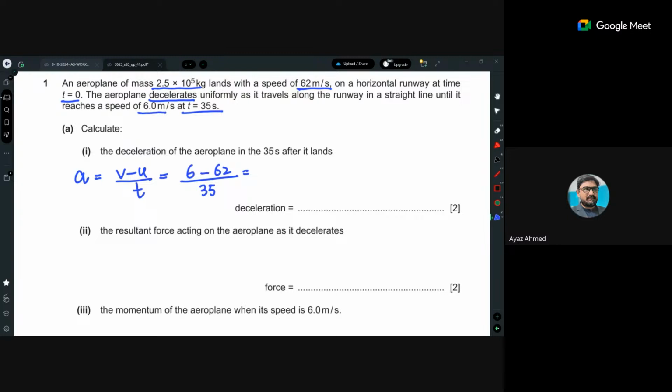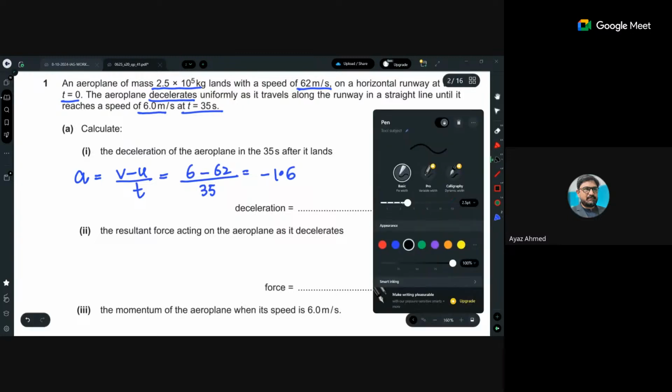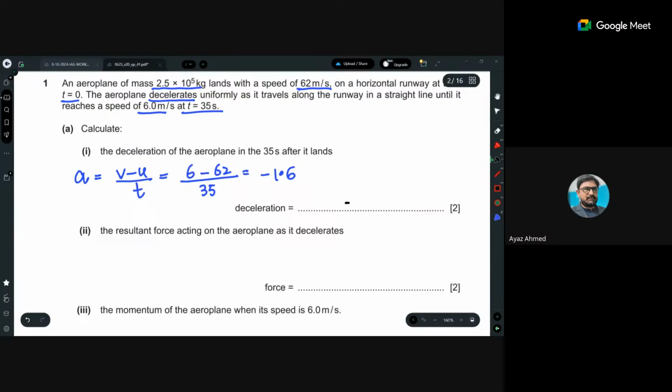It is 6 minus 62 divided by 35. That is minus 1.6. So when it is deceleration, I will not use this minus. Till this point, you got 1 mark. And here you will write the answer, which will be 1.6. The unit is also not given to you, so when you write the answer with units, you will score the mark.